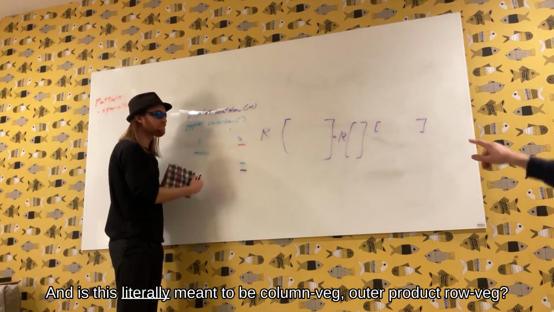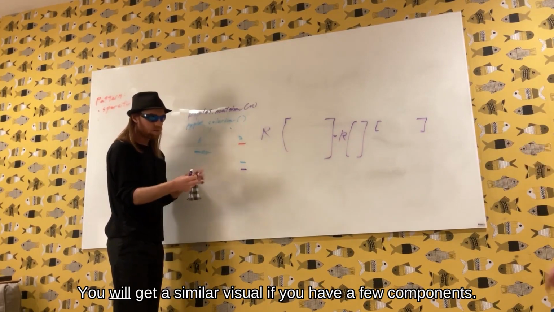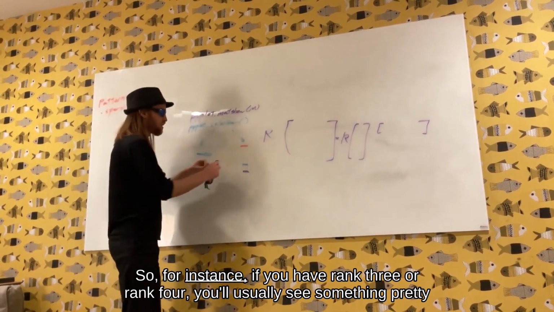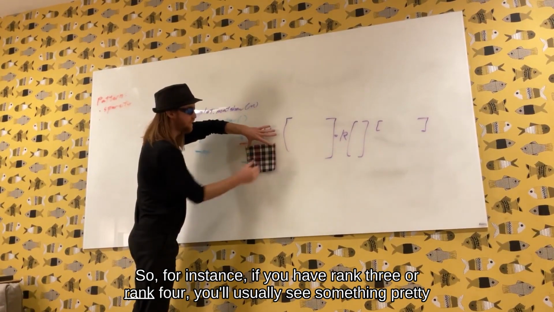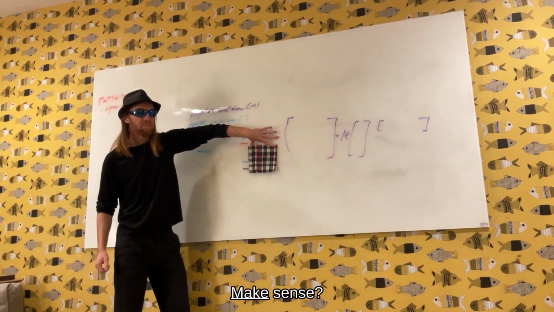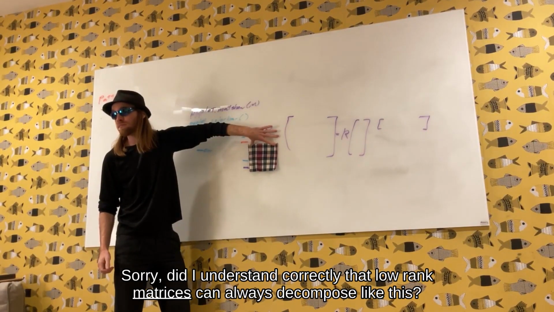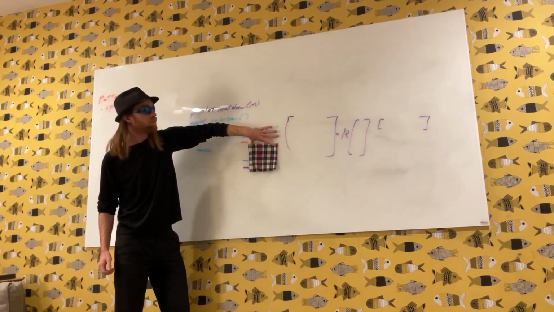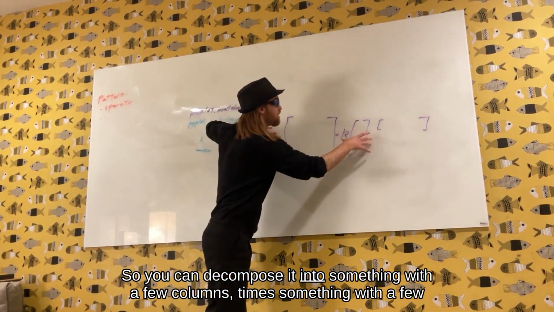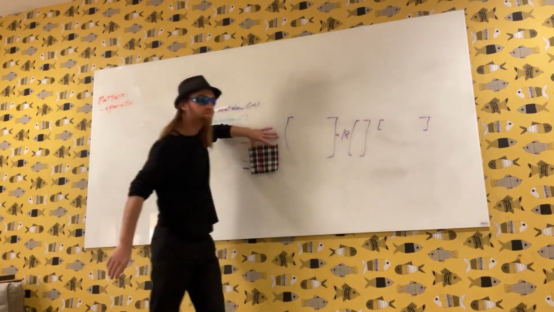Okay. And is this literally meant to be column vec, outer product, row vec? Yep. You will get a similar visual if you have a few components. So for instance, if you have rank 3 or rank 4, you'll usually see something pretty similar. You'll get that distinctive plaid pattern. Make sense? Sorry, did I understand that correctly? That low rank matrices can always decompose like this? Yeah, that's the definition of a low rank matrix. You can decompose it into something with a few columns times something with a few rows.